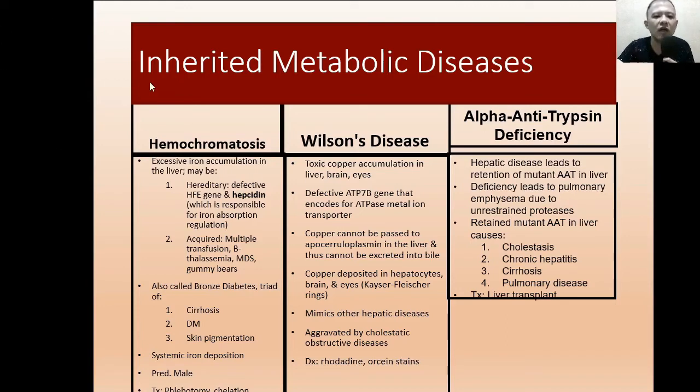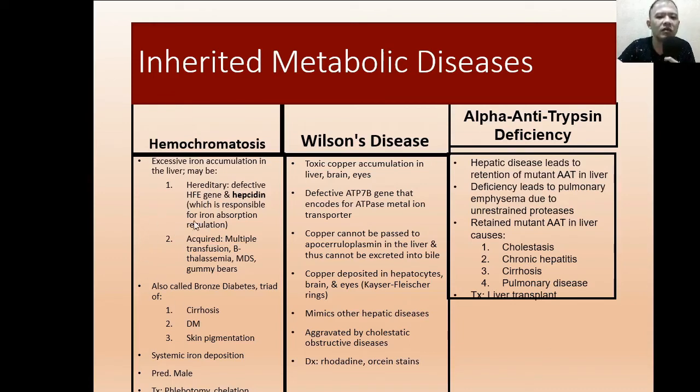So take note, you have hemochromatosis, Wilson's disease, and alpha-1 antitrypsin deficiency. So what's the problem here in hemochromatosis is there is retention or accumulation of iron. It's secondary to a defective HFE gene, the hereditary iron gene, also producing a defective hepcidin. This hepcidin, I'll show it in the next slide. It's a molecule that is responsible for iron regulation.